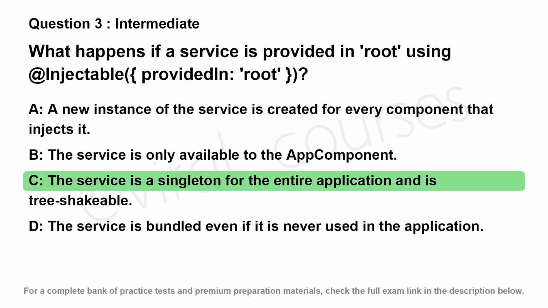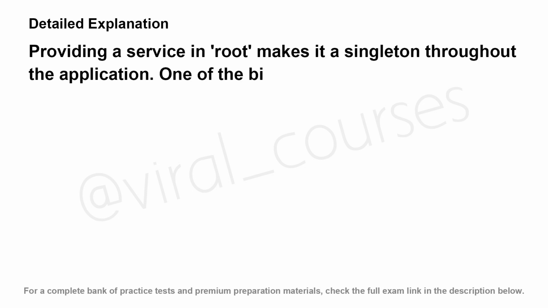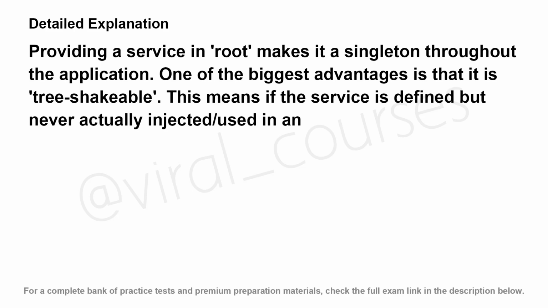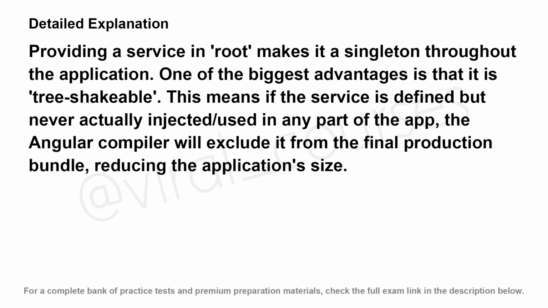The correct answer is C. Providing a service in root makes it a singleton throughout the application. One of the biggest advantages is that it is tree-shakeable. This means if the service is defined but never actually injected or used in any part of the app, the Angular compiler will exclude it from the final production bundle, reducing the application's size.